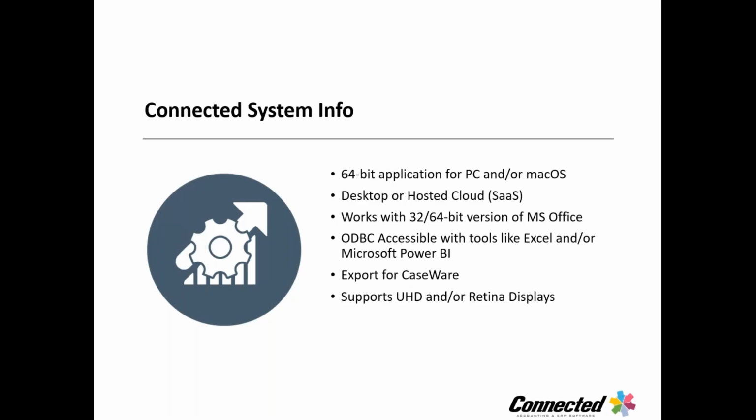Connected is a 64-bit program, and it can work on a PC desktop or a Mac OS desktop. We have desktop software, or we have a hosted cloud, which is now offered as a pure SaaS model. Specifically to Alan's area of expertise, we can work with a 32 or 64-bit version of Microsoft Office. A few years ago, if you installed a 64-bit version of Office, you might have had collisions with certain applications. Once we were able to move to 64-bit, we were able to utilize that power.